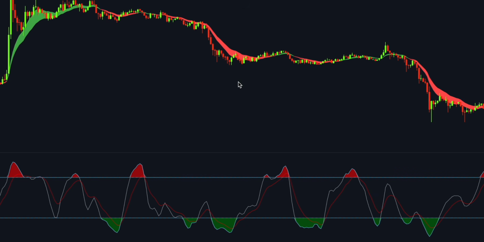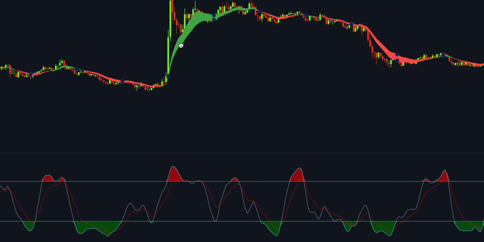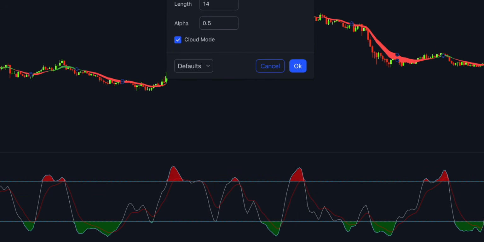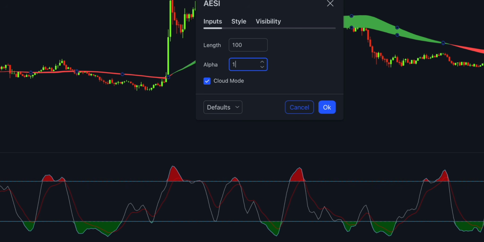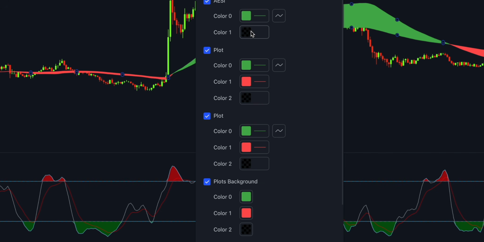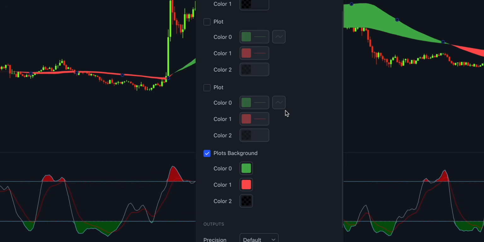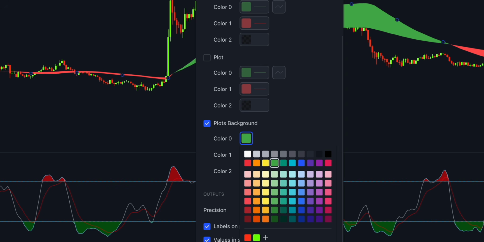Before using this indicator, it is recommended to make some changes to the settings. Open the indicator's inputs and set the length to 100. Change the alpha to 1. Once you are finished, open the Style section and disable these two plots. Reduce the background opacity to 60%.